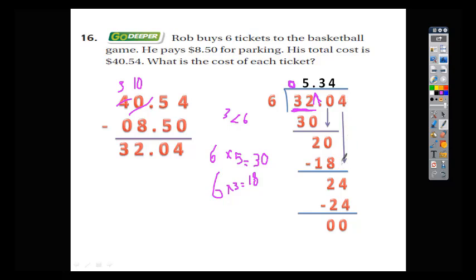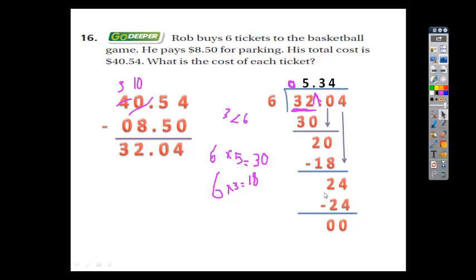After that, bring down 4, and then start to divide again. 24 divided by 6 equals 4, and then 4 times 6 equals 24, and then make minus, which equals 0. So the price of each ticket will equal $5.34.